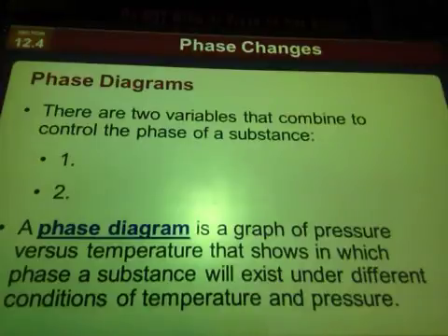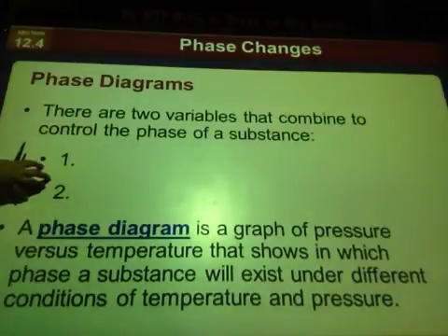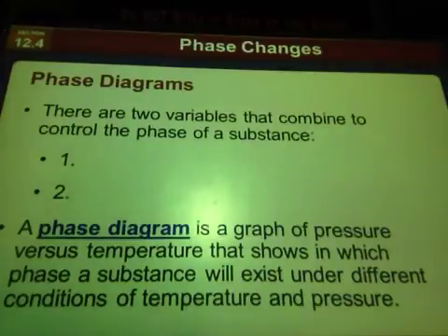Okay, so the last part of this phase change section is something called phase diagrams. There are two variables that combine to control the phase of a substance. The first one is temperature, and the second variable is pressure. A phase diagram is a graph of pressure versus temperature that shows in which phase a substance will exist under different conditions of temperature and pressure. So temperature and pressure are the two variables that control the phase of a substance.